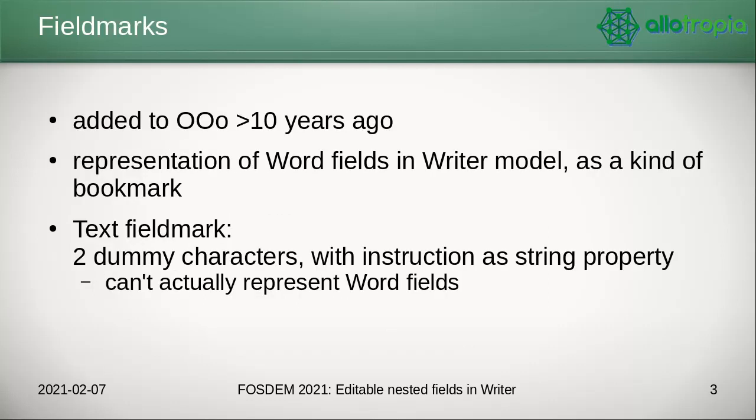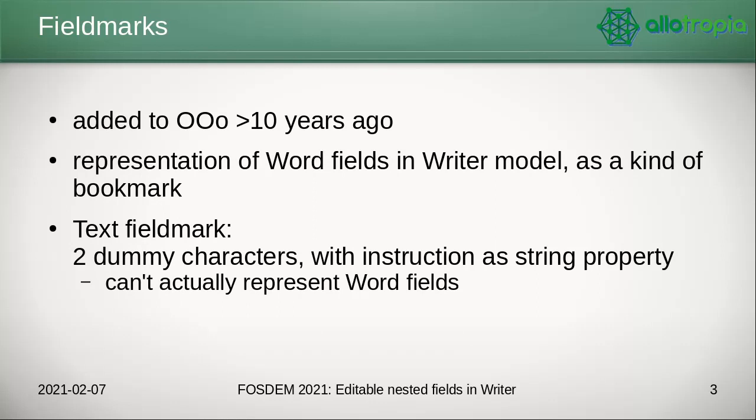So what is then the situation in Writer with regard to the Word kind of fields? It turns out that many years ago, already during OpenOffice.org times, an experimental implementation called field marks was added, which is a representation of Word fields in Writer's document model, and it is implemented as a kind of bookmark.